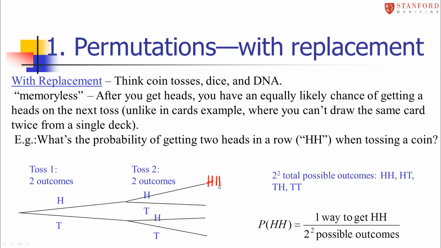I can get a heads followed by a heads, I can get a heads followed by a tails, I can get a tails followed by a heads, or I can get a tails tails. Notice we're considering order. Heads tails is considered different than tails heads. There are 4 possible outcomes here. The only one of those that's getting 2 heads in a row is this top branch. So 1 out of 4 is my probability. 1 out of 4 branches fulfills the probability. So my probability is 1/4.